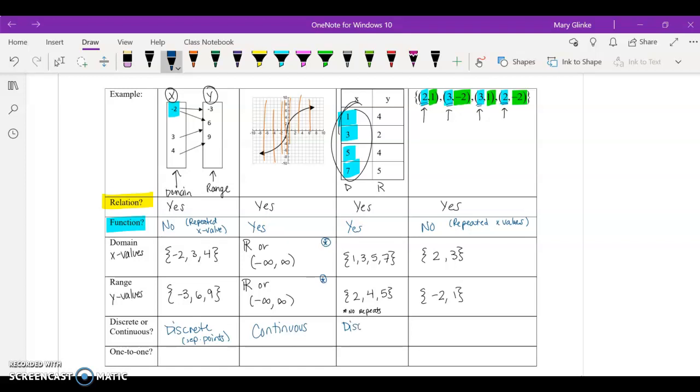This next one is a table of values. This is discrete because it's just separate points here. Same with the next one. There is no graph with the line shown, so these are just 4 discrete separate points.